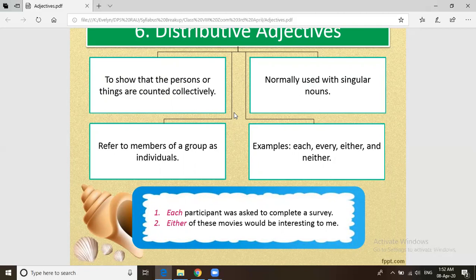All the cars were new. Each car was new. Here you are taking them as different entities, instead of taking all of them together. So this is used to show that persons or things are counted individually, it refers to the members of a group as individuals, and is used with singular nouns. Each participant was asked to complete a survey. Either of these movies would be interesting to me.